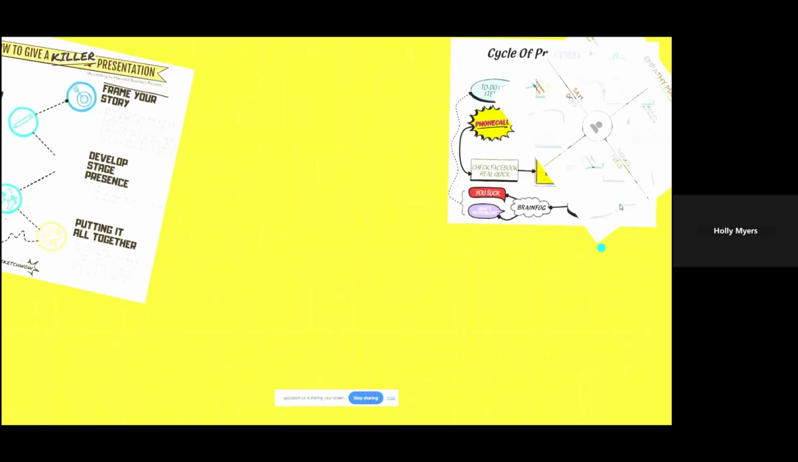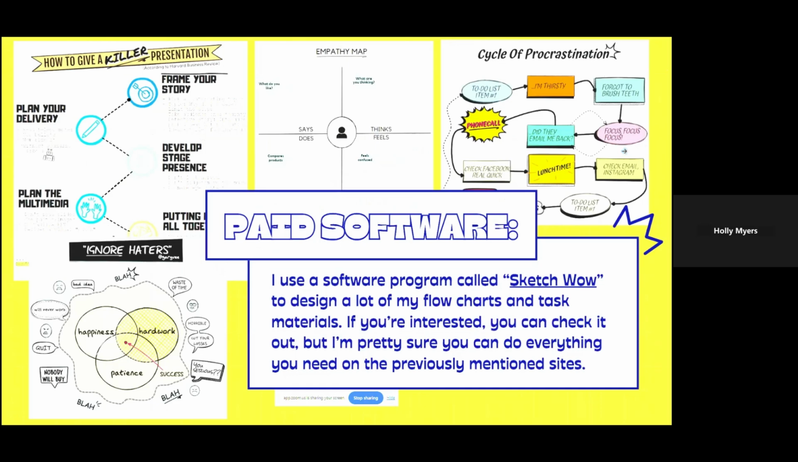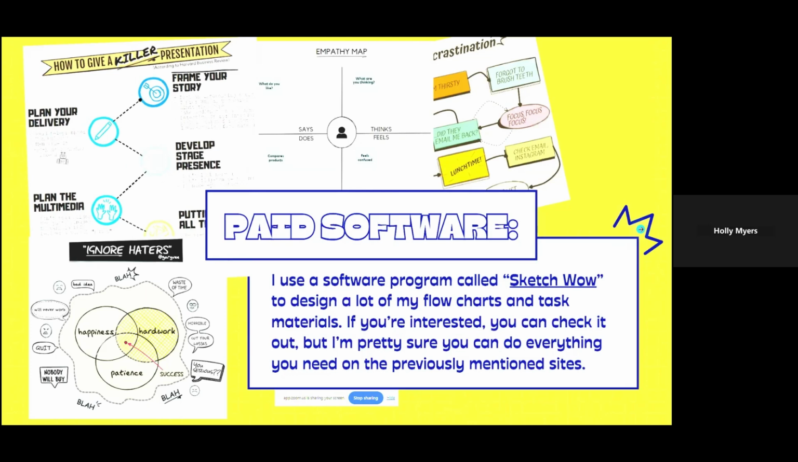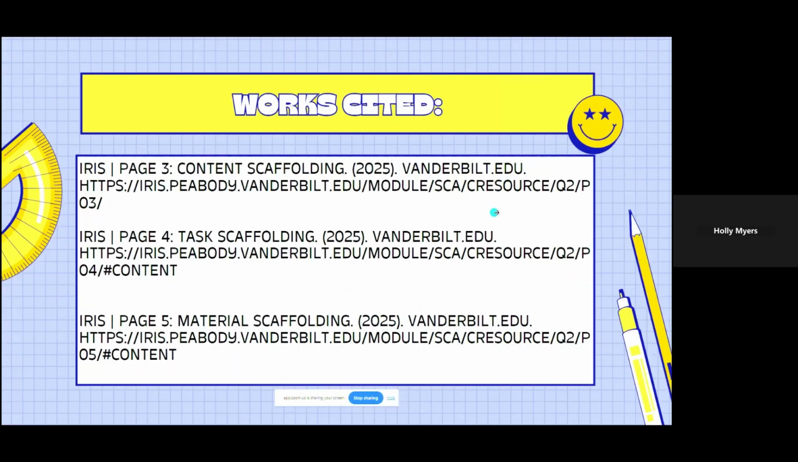I also have, this is the last one, and I don't know that I suggest this one as much, but I bought a software program a while back called SketchWow, and that's what I love. I like the comic book style, so these are just some things that you can make in SketchWow. That is not an endorsement of that product. I'm just telling you that's something that I use. All right, so I'm going to close this screen and share.